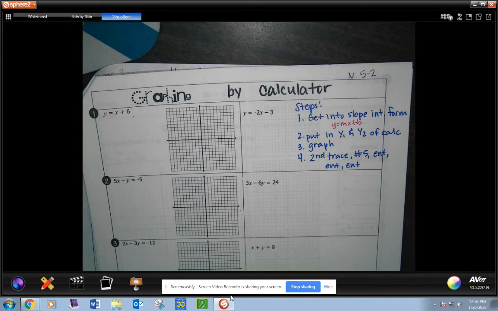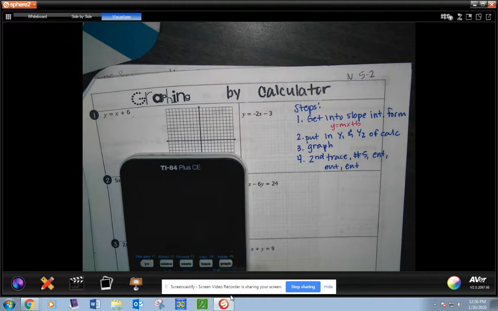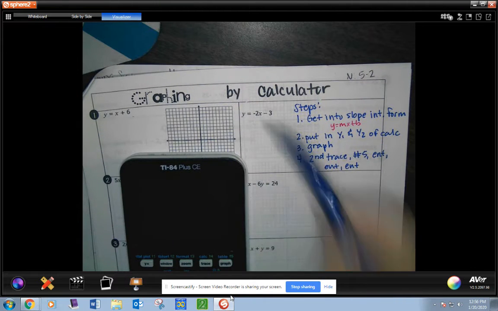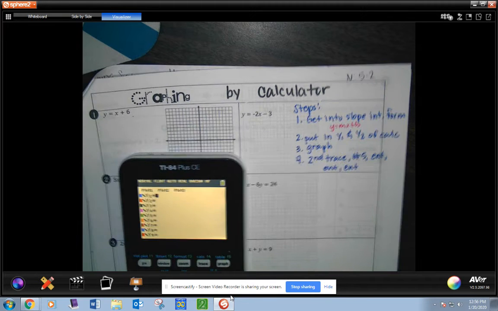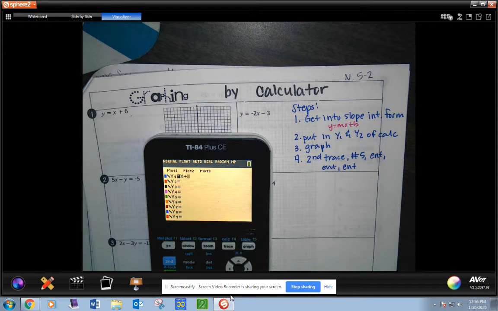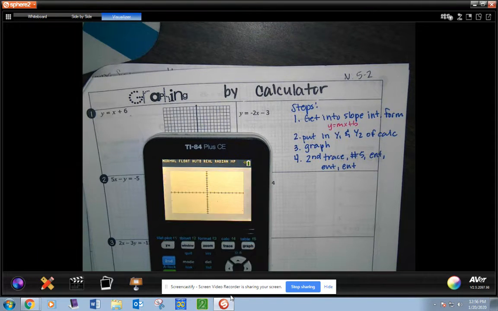For number 1, you have one equation here and one equation here. The first thing we're going to do is go to y equals. In y1, we're going to put x plus 6. And in y2, we're going to put negative 2x minus 3. Then we hit graph, because first you've got to graph them. You want to make sure that your lines are going to intersect, which they do.